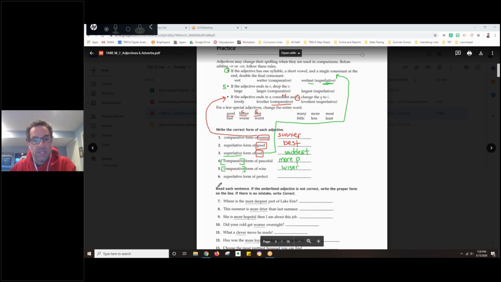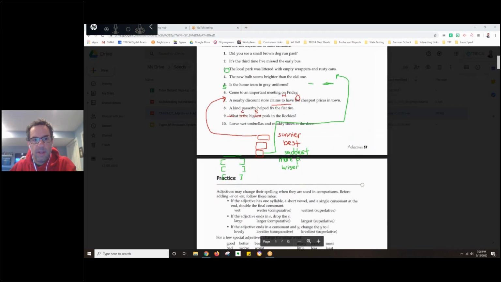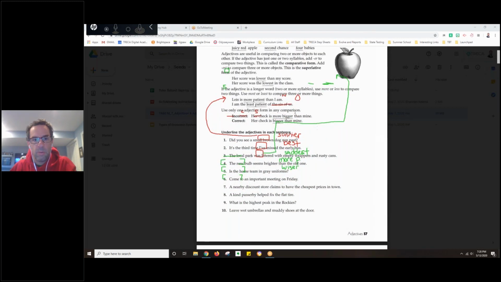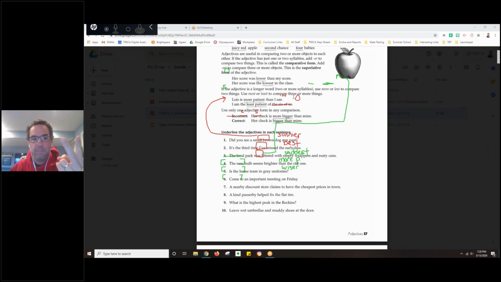Okay? Number 6 is the superlative form of perfect. That means we need the rule from the first page. I went through these rules here and none of them apply to the word perfect from what I can see. So we can go up here and we're looking for the superlative form. So it says, if the adjective is a longer word, like perfect, use more or less to compare two things, use most or least to compare three.